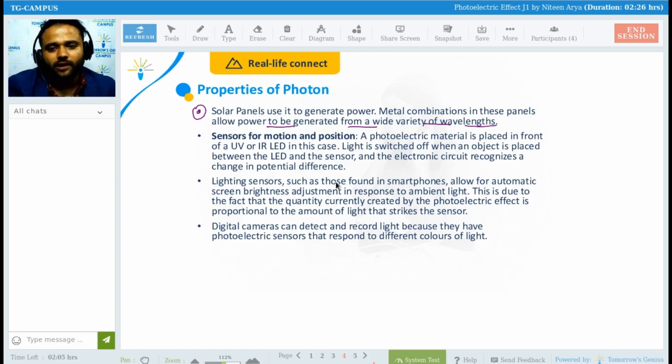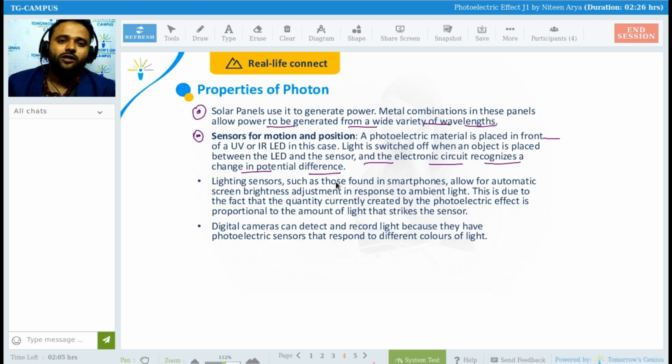Sensors of motion and position. A photoelectric material is placed in front of a UV and IR LED. In this case, light is switched on when an object is placed between the LED and the sensors, and the electronic circuit recognizes a change in potential difference. Basically, all the sensors, the LED or light emitting diode, and our new Android TVs do their function on this particular principle. We turn on the light, and the moment we do, this electric energy is converted into radiation or light energy, and the small LED glows, and that is how we can see the minute change of potential difference.